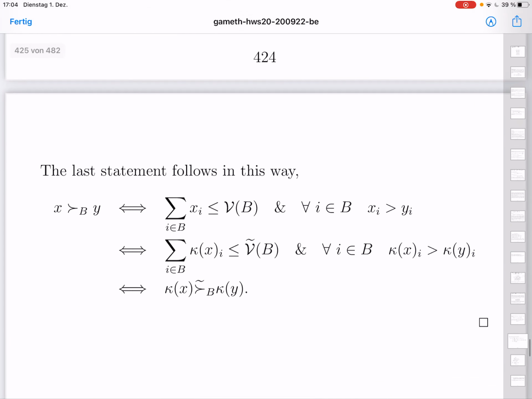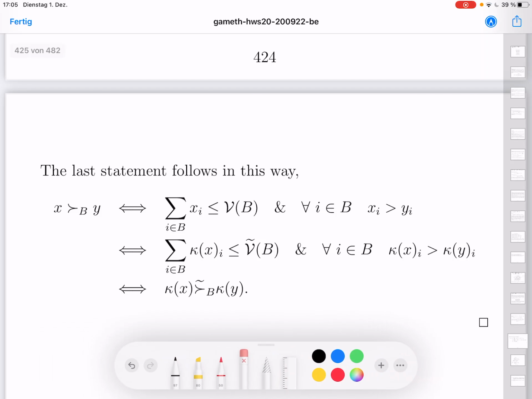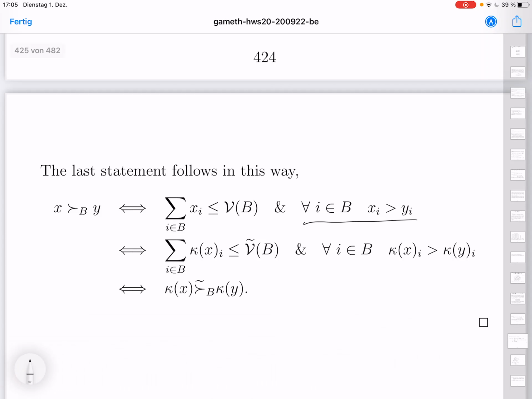So the last statement is the dominance relation. An imputation x dominates an imputation y with respect to B in the first game if and only if kappa of x dominates kappa of y with respect to B in the second game. And this is again a similar argument. So we had this condition of preference here, and the condition of effectivity here, and we have to show that they also hold for the values kappa of x in the second game.